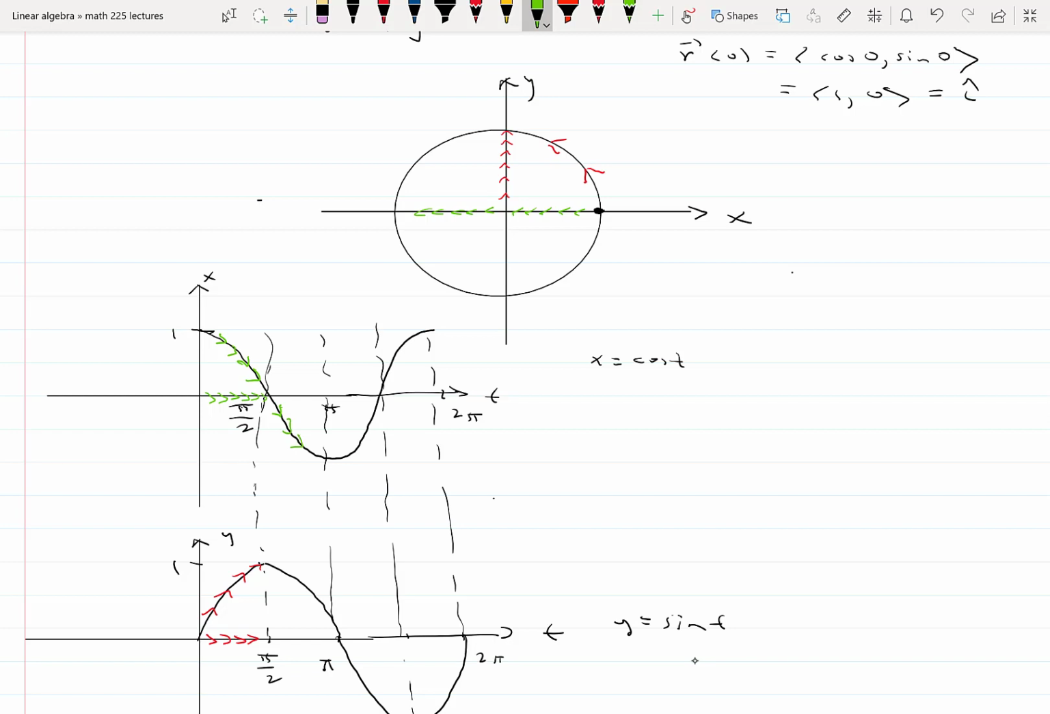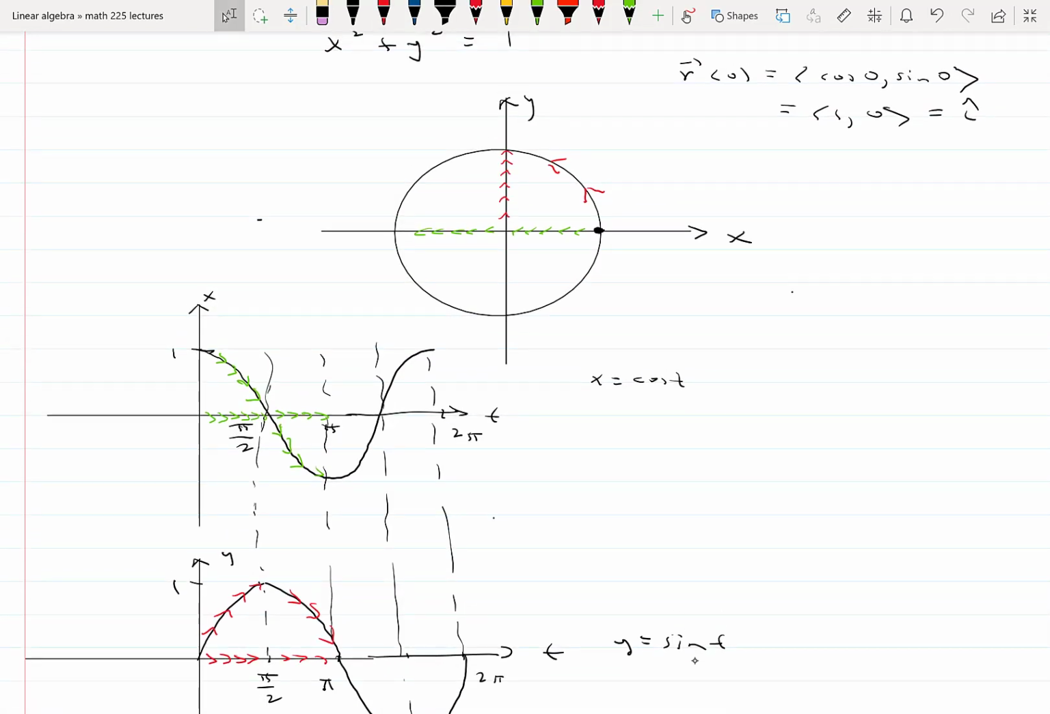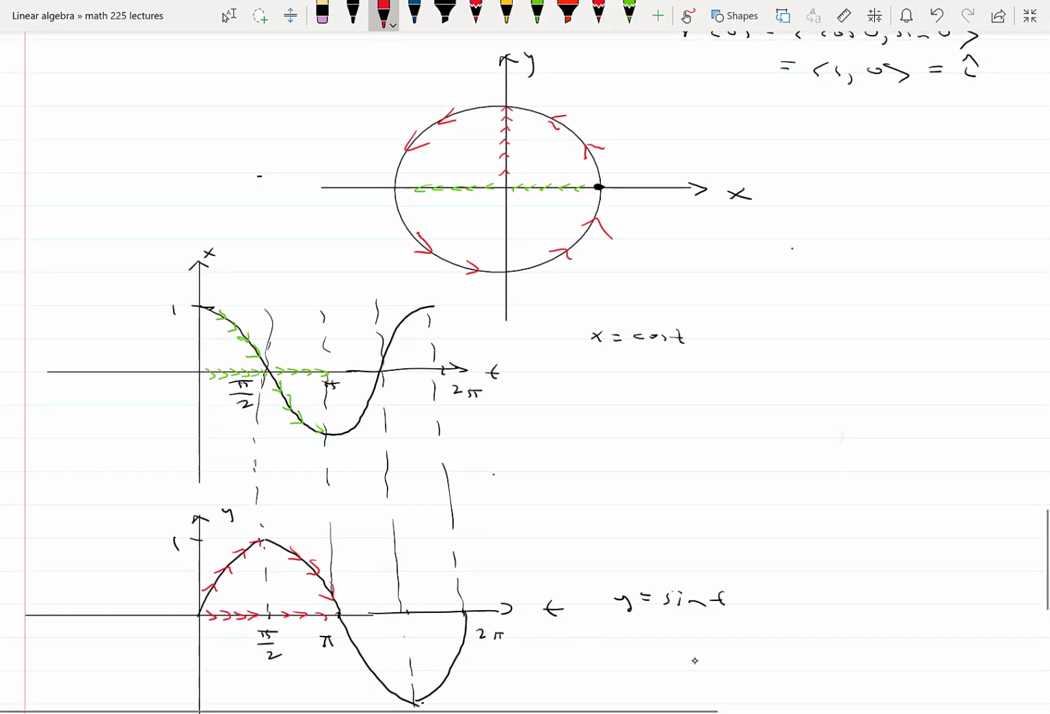X values go from 0 to -1 as time goes from pi over 2 to pi. At the same time, the y coordinate goes from 1 to 0. The only way we can do that and stay on this curve is to continue on the curve in the counterclockwise direction. If you keep looking at this quadrant by quadrant, as you go from 0 to 2 pi, we get the full circle.